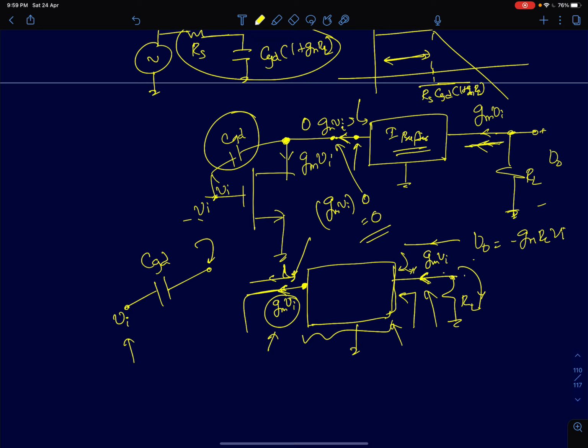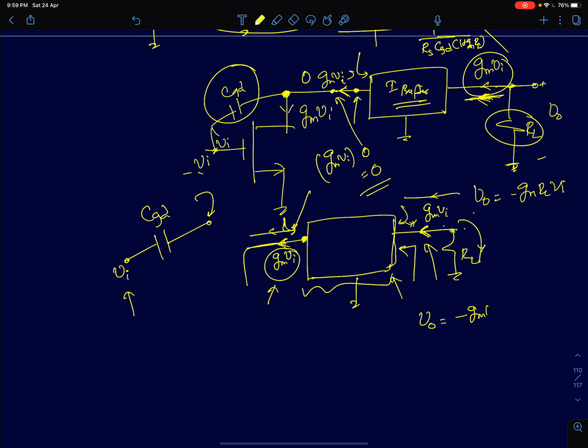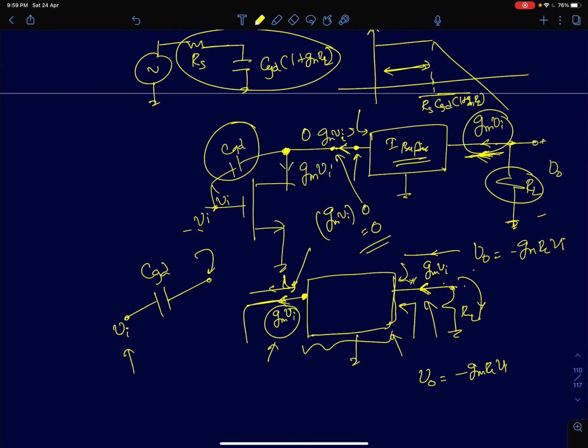Now you see at the output terminal, since the load resistance is receiving the same current GMVI, the output voltage will be same as it was in a conventional common source. In a conventional common source, the output voltage was minus GMRL times VI. Even now, the output voltage is the same, because you are receiving the same current times the resistance, you will get this voltage. So the voltage gain is still the same. But what we are doing here now is that the other voltage of this capacitance CGD is no longer at an amplified version of the input voltage, but rather it is at ground, AC ground.